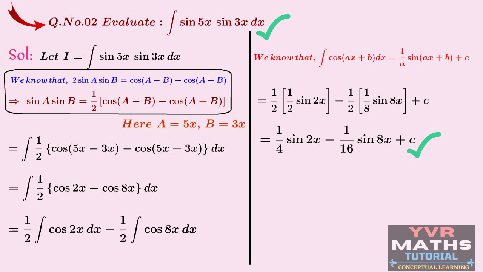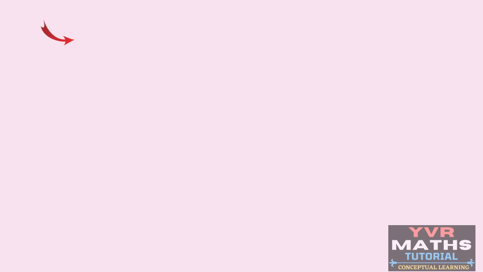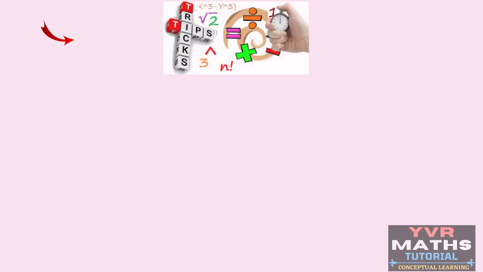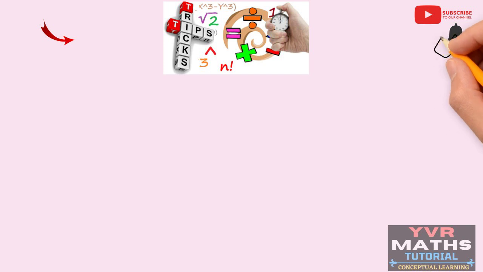I hope you understand. So from a competitive exam point of view, if we follow this method, it will take some time. So to save our time, we should follow some tricks. To find the integral of this type of integrands, I will give you one small trick. If you follow this trick, you will get the answer within 5 seconds for the same question.